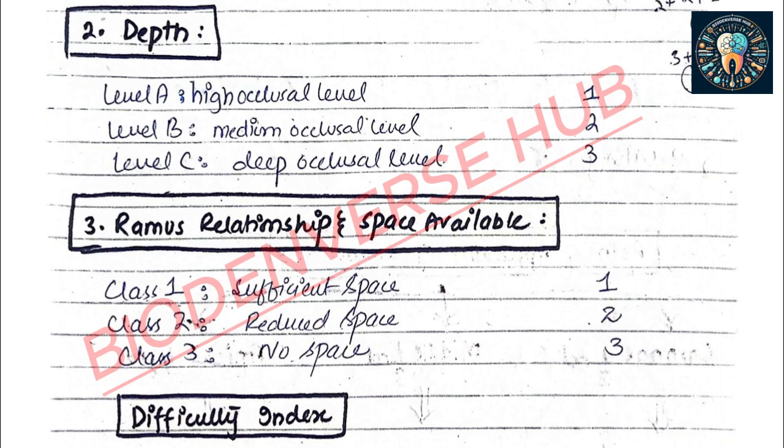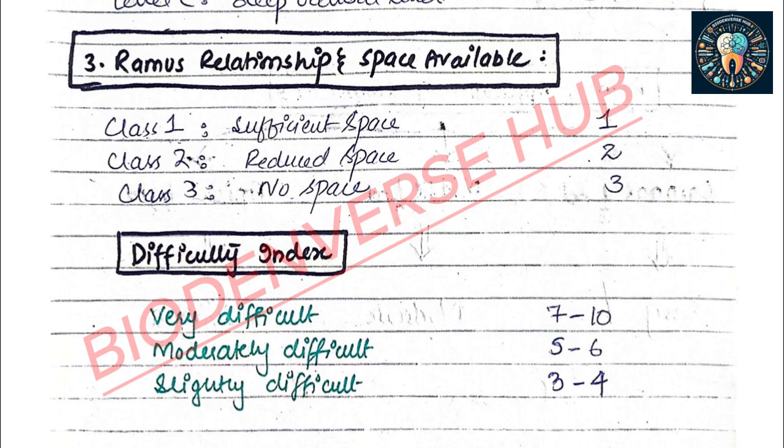After that, the values obtained for each particular case, you have to sum them up, and then you have to compare them with the ranges that are given in the difficulty index. So first of all, if it comes in the range of 7 to 10, then it is termed as very difficult. After that, if it comes in the range of 5 to 6, then it is moderately difficult. But if the score is in the range of 3 to 4, then it is termed as slightly difficult or easy.